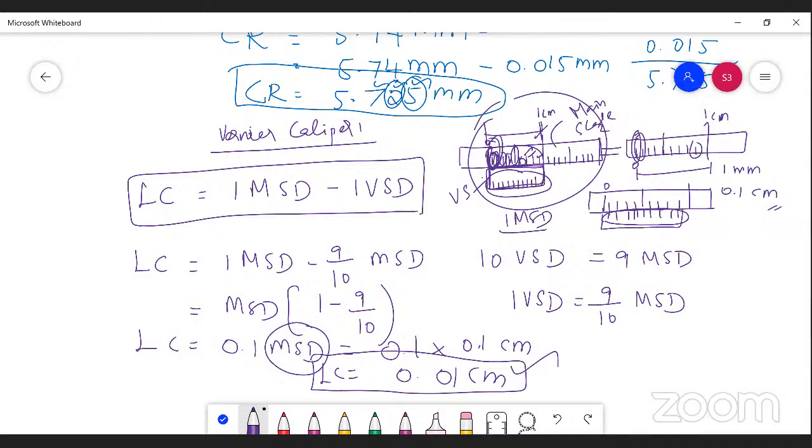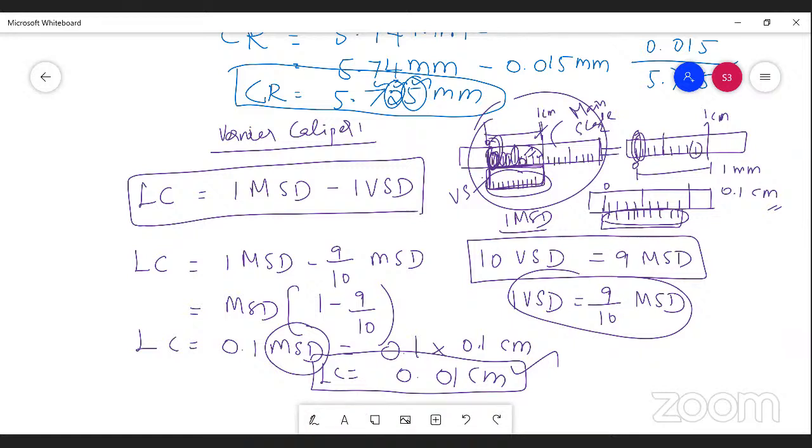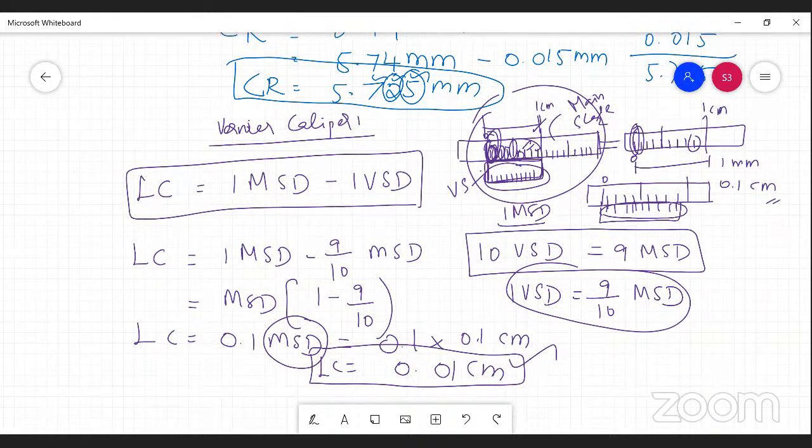Least count is equal to 1 main scale division minus 1 vernier scale division. In this case, 10 vernier scale divisions is equal to 9 main scale divisions. So 1 vernier scale division is equal to 9 divided by 10 main scale division. In a JEE exam or NEET exam, the formula should be generalized.